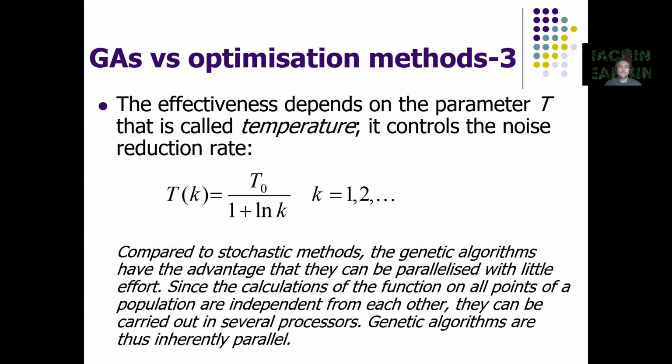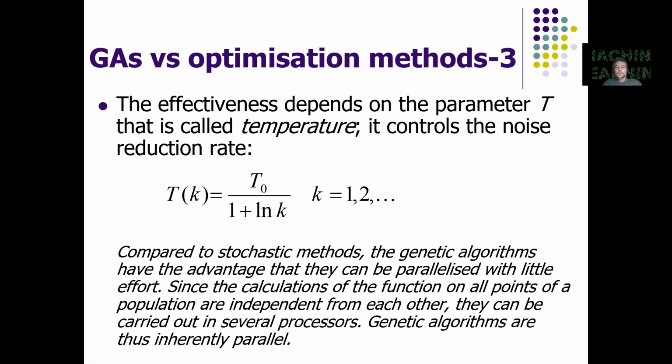The whole effectiveness of simulated annealing is based on this parameter. It's called temperature, and it controls the form of the noise and the magnitude of the noise that you're going to apply at each time step. Usually we use models like the ones you can see here.